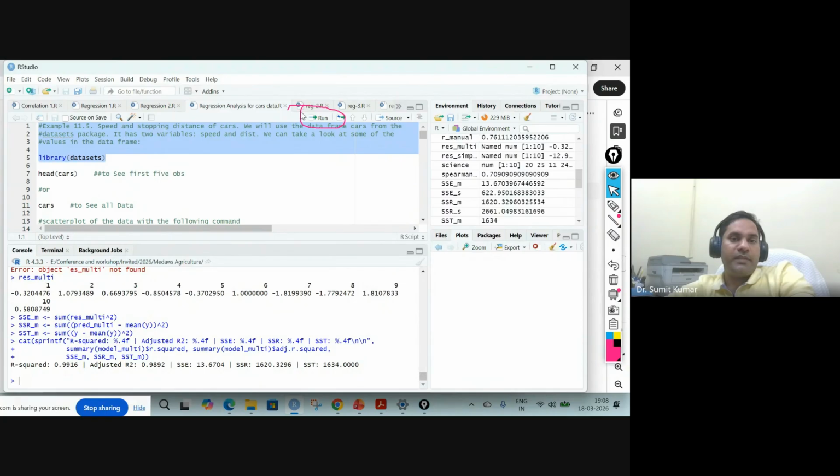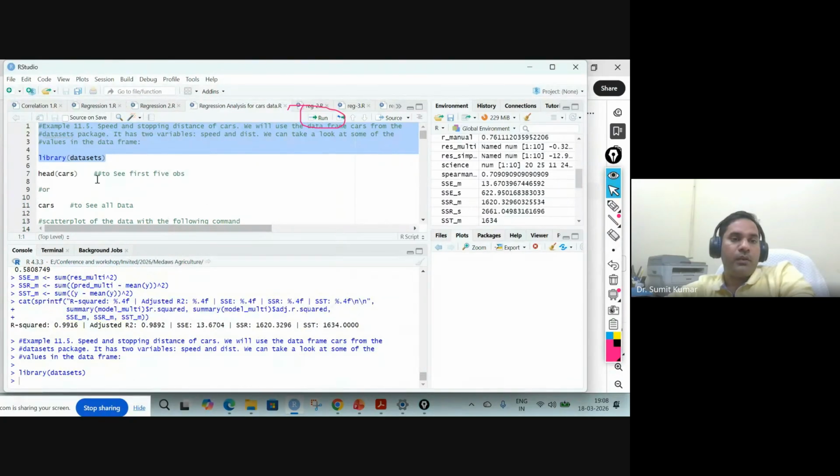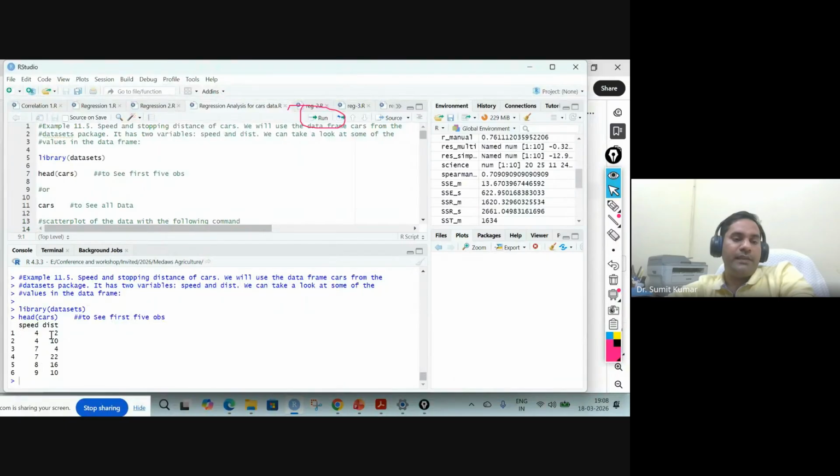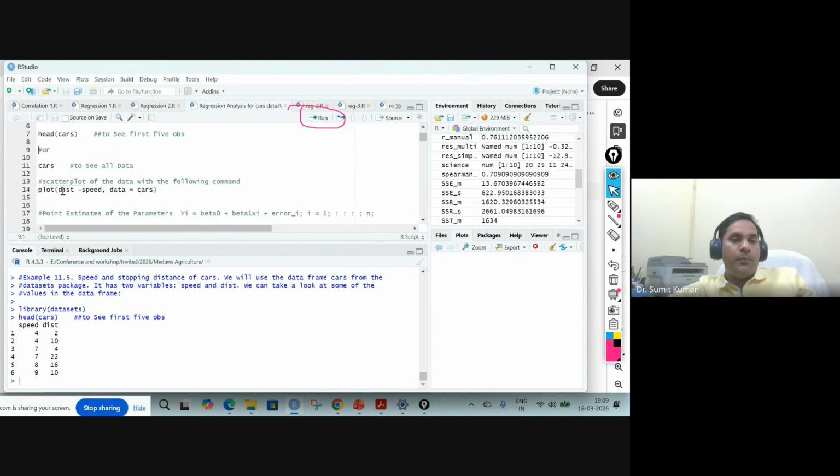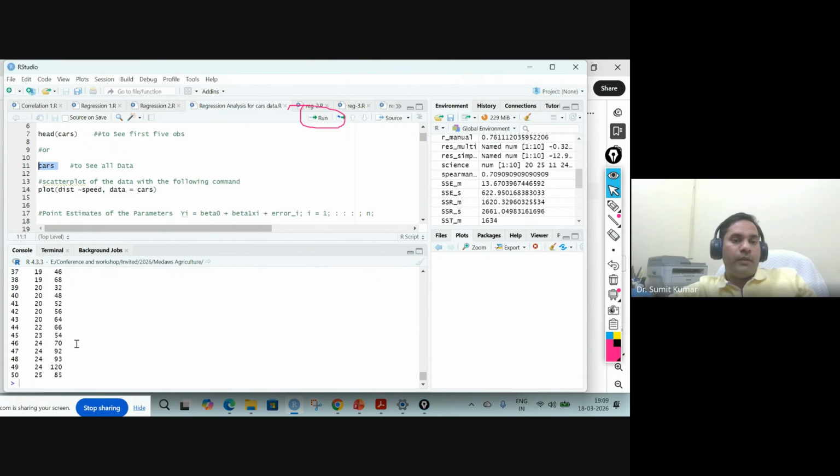So this is data basically related to cars. And if you want to see the data, the head command shows some top values, speed and distance, meaning you want to find the relationship there. Is there any relationship while you are increasing the speed? What is the effect on the distance? If you want the whole data, just run the command cars. This is the whole data, 50 values are there.